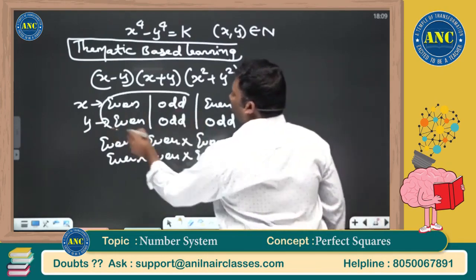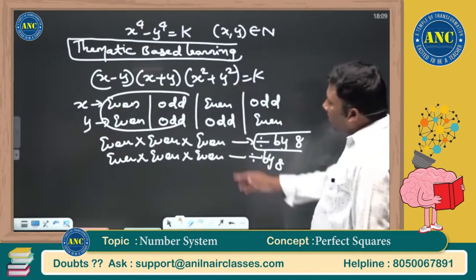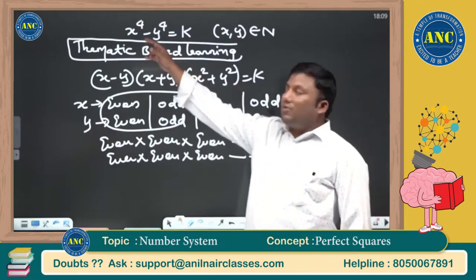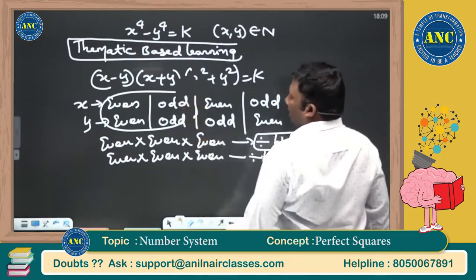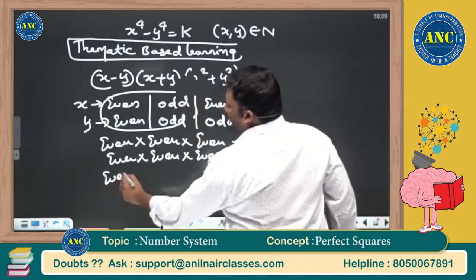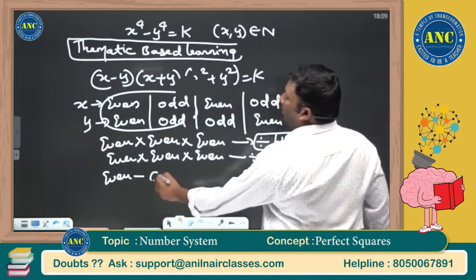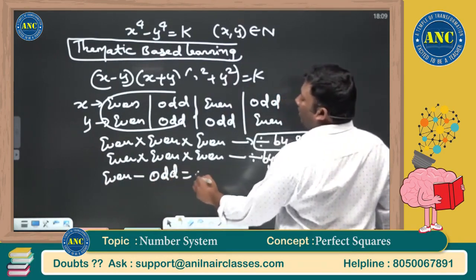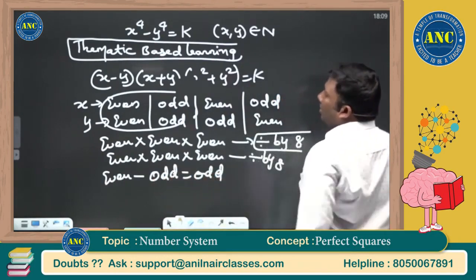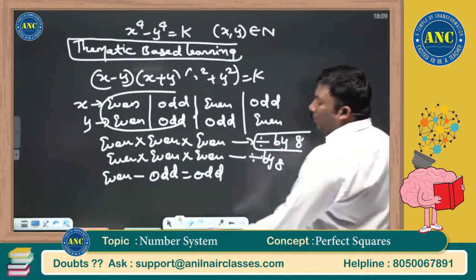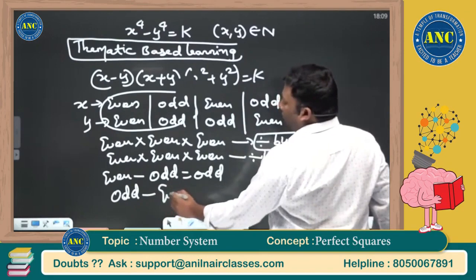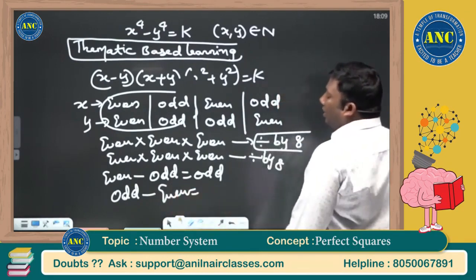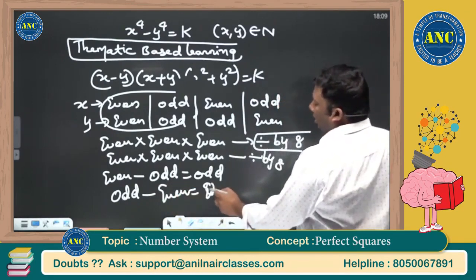First two cases over. x is even, y is odd. You see the basic equation. Even power 4, even number power any number, it is an even number. Minus odd power any number, odd number. Even minus odd is an odd number. x is odd, odd power 4, it is an odd number. Even power 4, it is an even number. Odd minus even, it is an odd number.